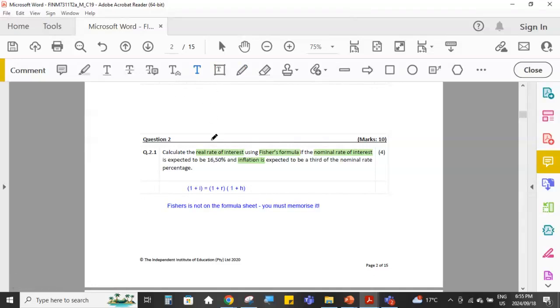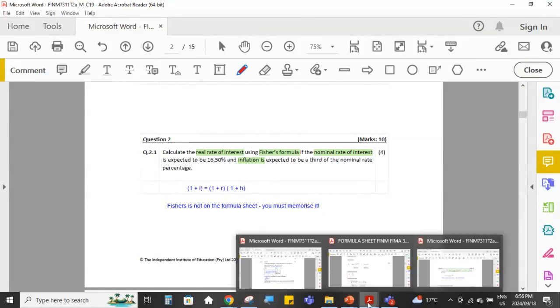They asked us to calculate the real rate of interest. So if we look at the formula, it's 1 plus I, where I represents the nominal rate, equals 1 plus R, where R is the real rate, multiplied by 1 plus H, where H represents inflation. So they've asked us to calculate the real rate. In other words, we have to solve for R in this formula. They've given us the nominal rate I. They've told us how to calculate the value for H, which is inflation, 1/3 of the 16.5%. And we've got to calculate R, the real rate.